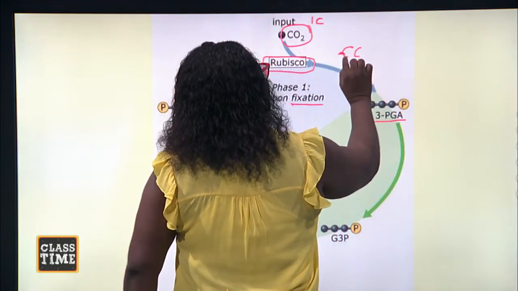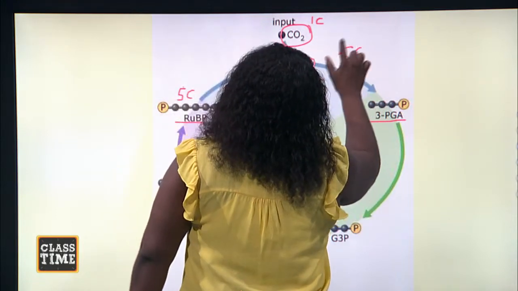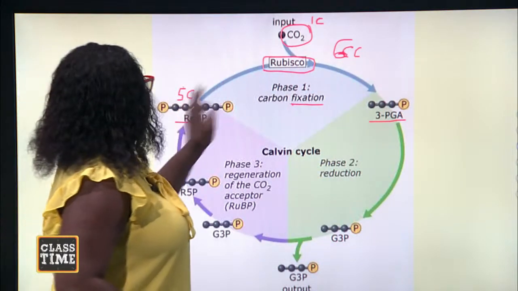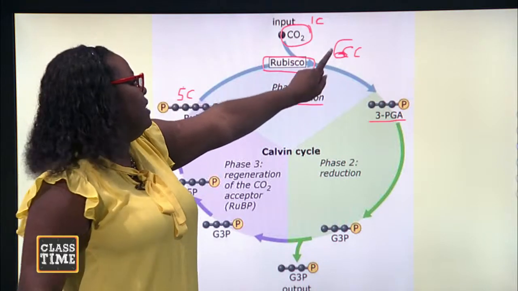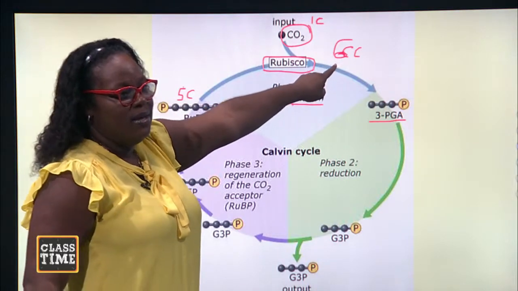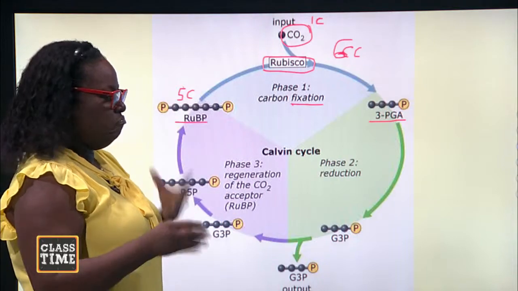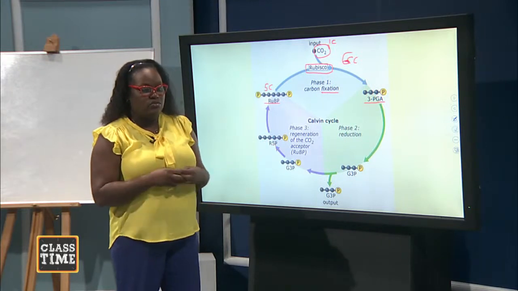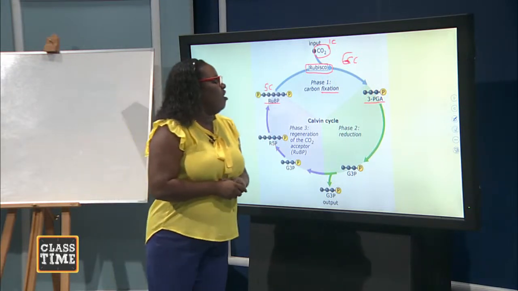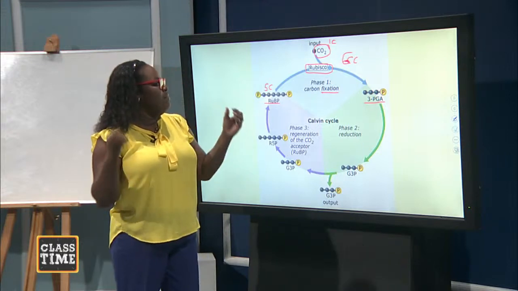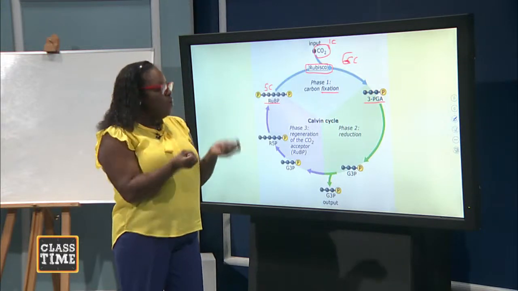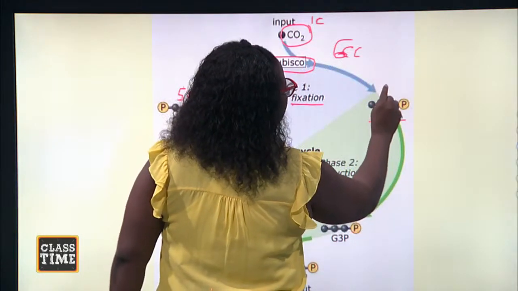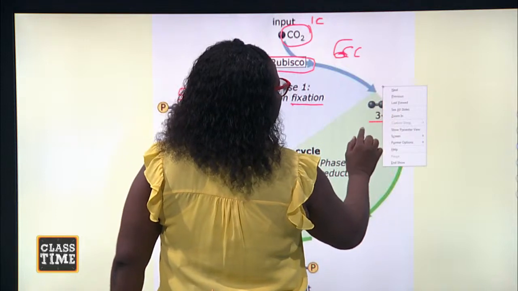compound, okay? I can't write some, I have the worst handwriting, people, so bear with me. So you end up with a 6-carbon compound. The problem is this 6-carbon substance that's made is not viable. It cannot stay. It is very unstable. So therefore, immediately as it's made, it's broken into 2 compounds of 3-PGA, which is a 3-carbon compound.